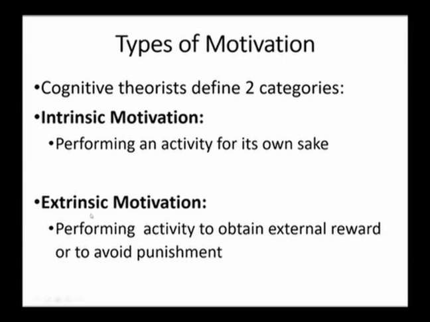The opposite, our second category, is extrinsic motivation. So externally motivated. So you're performing an activity to obtain external reward or to avoid punishment. So you're being motivated by some kind of reward or punishment system, which should again make you think back to our classical conditioning and what's the other one? Classical and operant conditioning. I know it's been a long day when I forget the type of research that I have done myself.